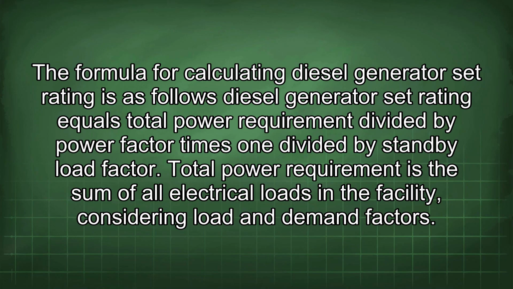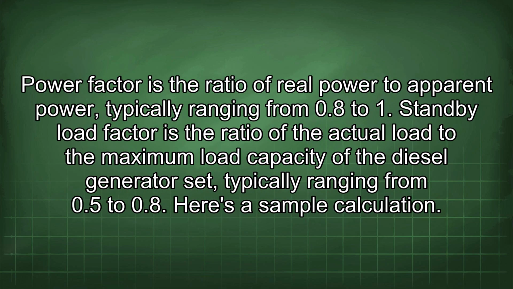The formula for calculating diesel generator set rating is as follows: diesel generator set rating equals total power requirement divided by power factor times 1 divided by standby load factor. Total power requirement is the sum of all electrical loads in the facility, considering load and demand factors. Power factor is the ratio of real power to apparent power, typically ranging from 0.8 to 1. Standby load factor is the ratio of the actual load to the maximum load capacity of the diesel generator set, typically ranging from 0.5 to 0.8.